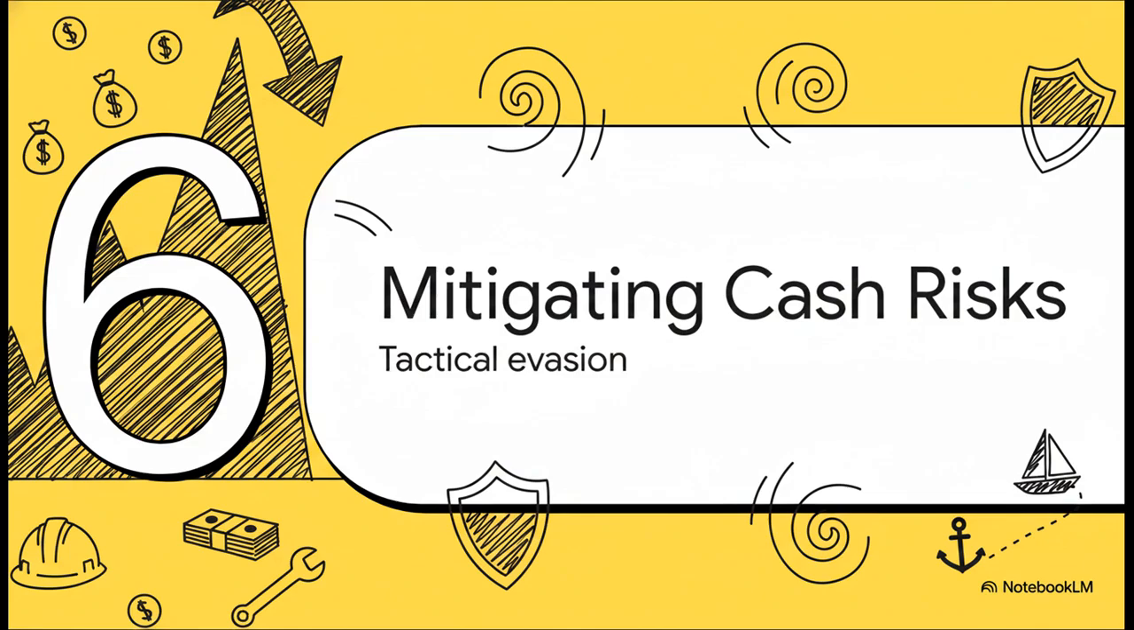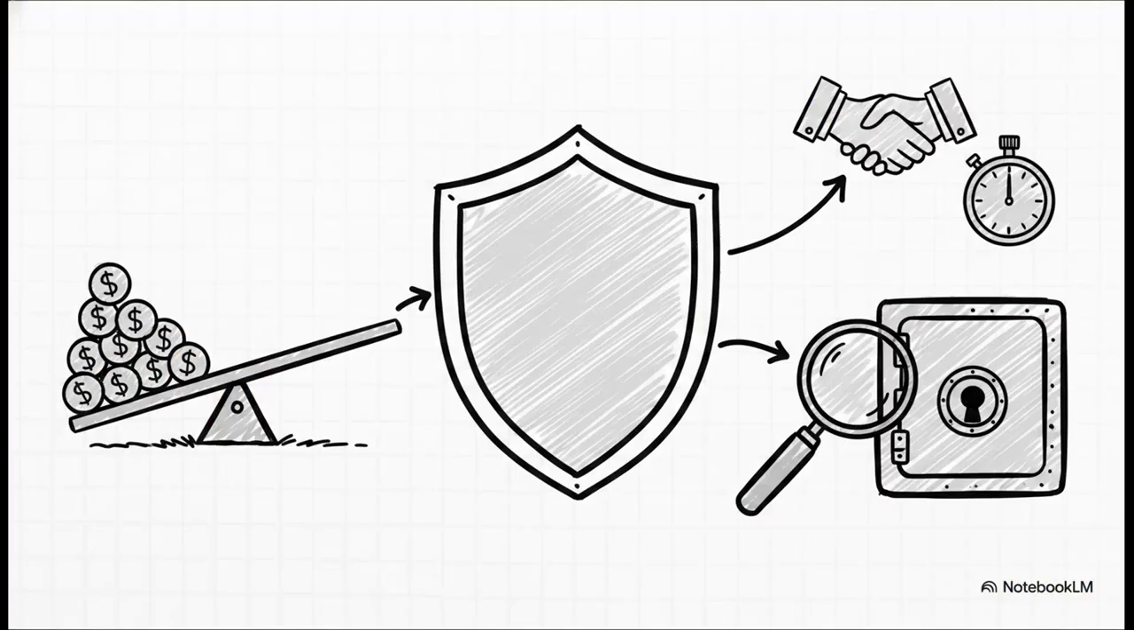Mitigating cash flow risks. Tactical evasion. Okay, so you've got your live forecast, and you can see that peak negative position looming on the horizon. What do you do? Well, here are your tactical evasion strategies. First off, where the contract allows it, front-load the bill of quantities. Price your preliminary items and early works higher so you pull cash into the project much earlier.